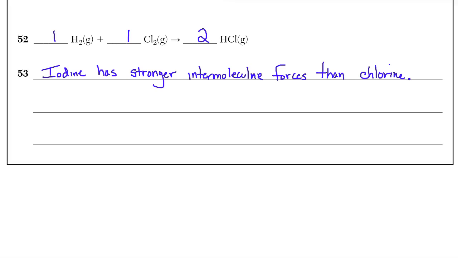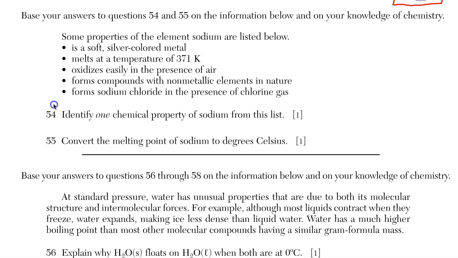Okay, gases obviously have weaker intermolecular forces of attraction. That's why they are gases. That's why they're able to fly around the room hundreds of miles an hour. Number 54. Number 54, identify one chemical property of sodium from this list. All they want is one. Please look at the question carefully.